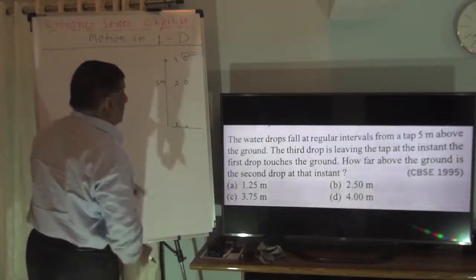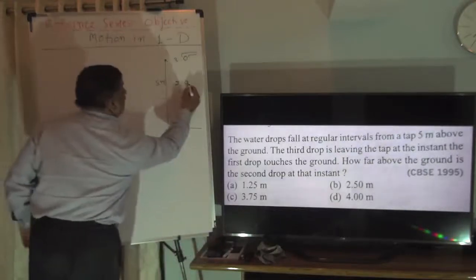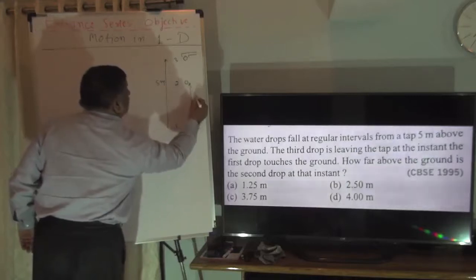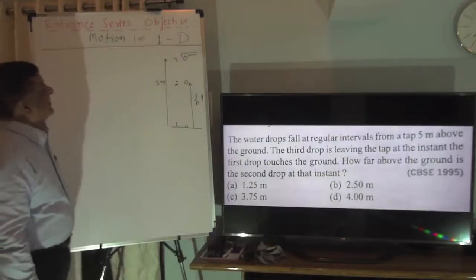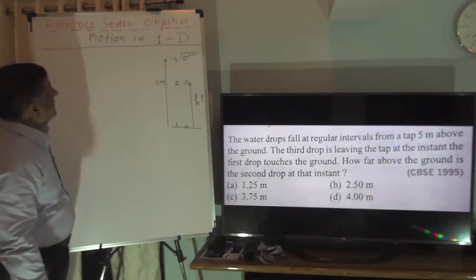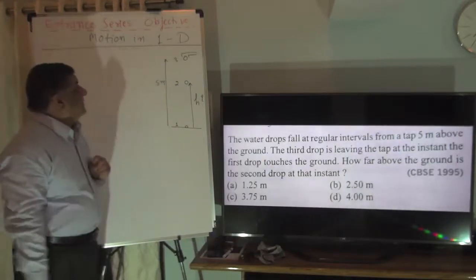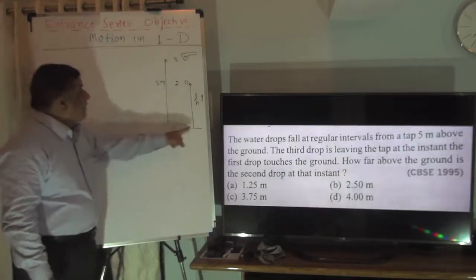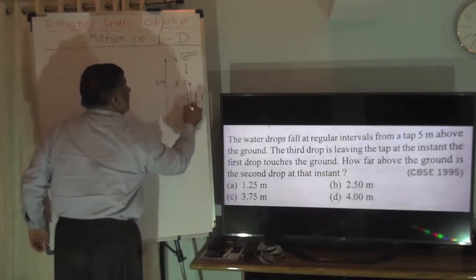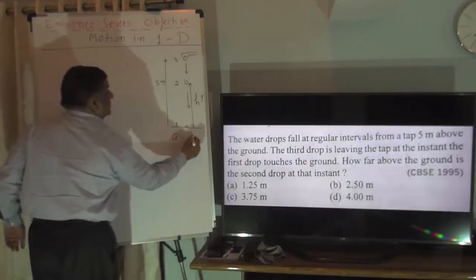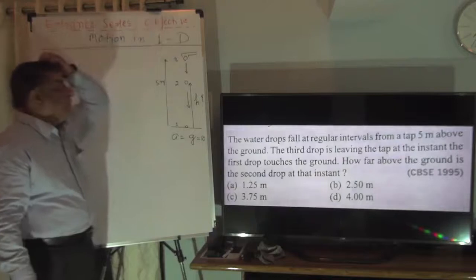How far above the second drop is at that instant? We have to find this height. Now to find this height, we have to make equations which have different quantities. One quantity is height. This is falling down under acceleration equal to g, which is 10. This quantity is known to us.